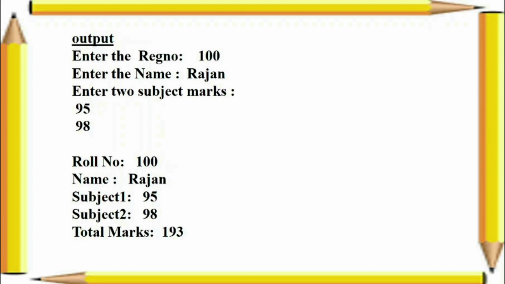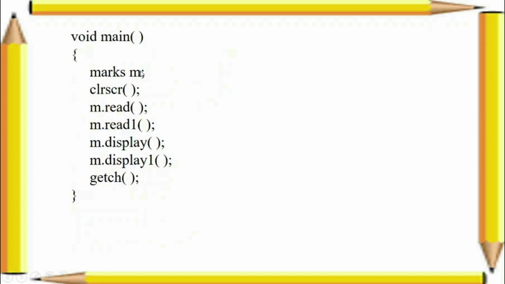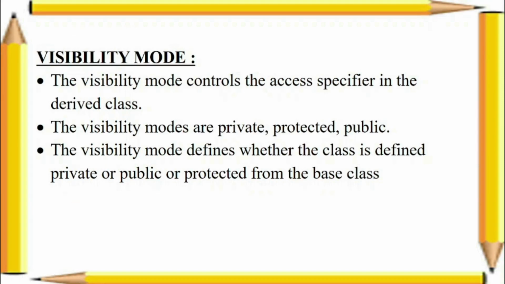Now let us see the output here. See, output: enter the register number and enter the name, then enter 2 subjects. We are entering 2 subjects, and all these details will be displayed. So here what happened: using the derived class marks, we are accessing data from the base class also, and all the functions can be accessed using the derived class object. So the derived class is marks, and the object here is m, marks m. We declared the object like this. Using the object m, we can access all the member functions from the derived class and from the base class. Clear?